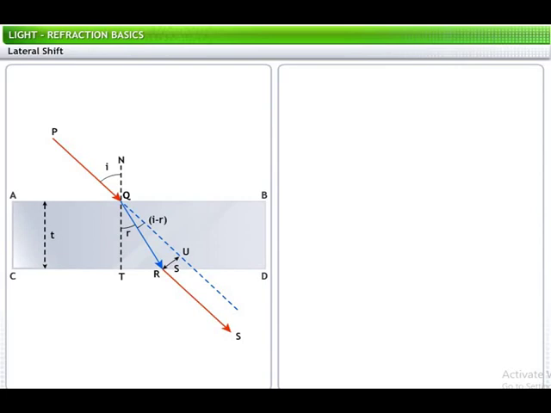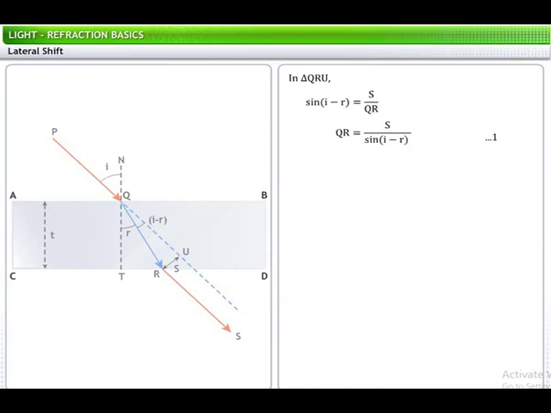Now consider the right triangle QRU. In this triangle, sine of (i minus r) is equal to the ratio of S to QR. Thus, QR is equal to the ratio of S to sine of (i minus r). This gives you equation 1.